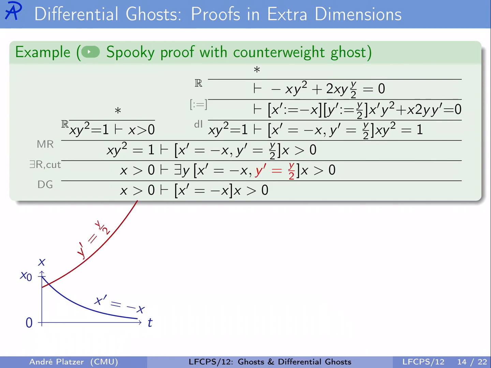And what the proof did is it introduced a new differential equation, y prime equals y over 2, which was made up arbitrarily, just for the sake of this argument, because it did make the question we cared about, xy squared equals 1, a very easily provable invariant of the dynamics.